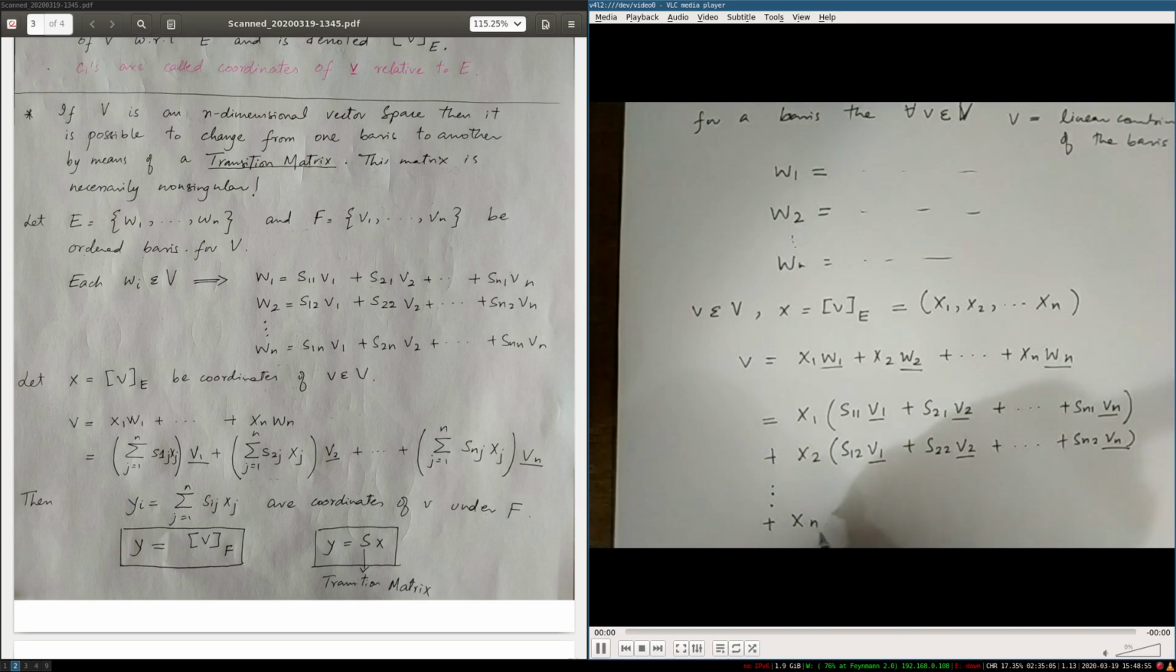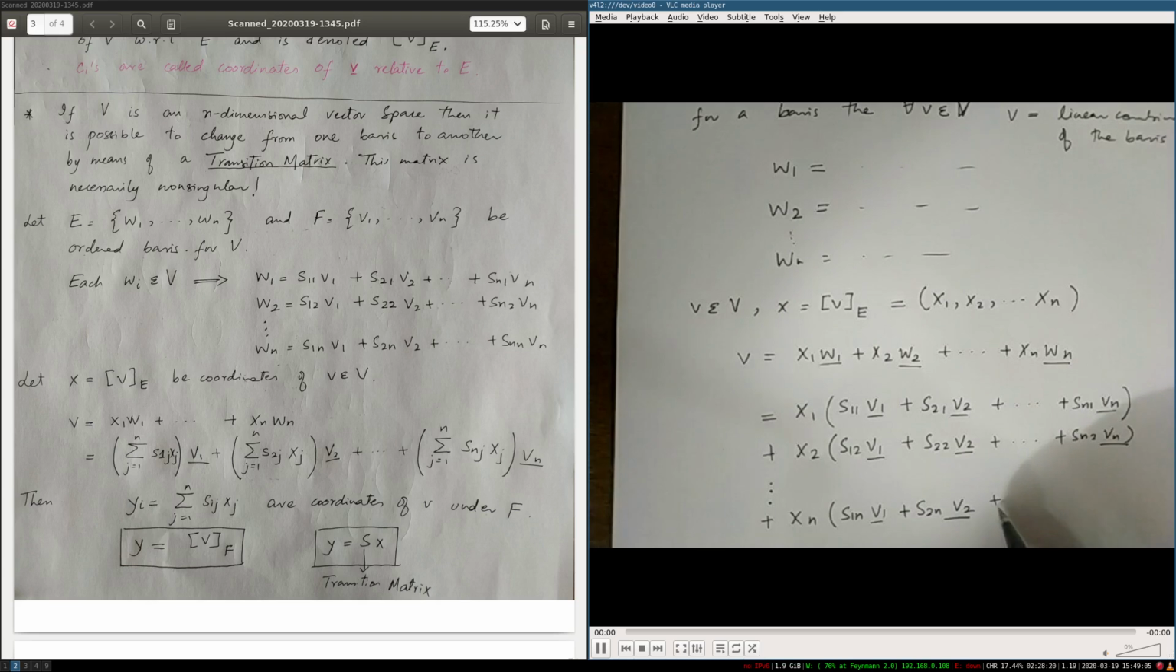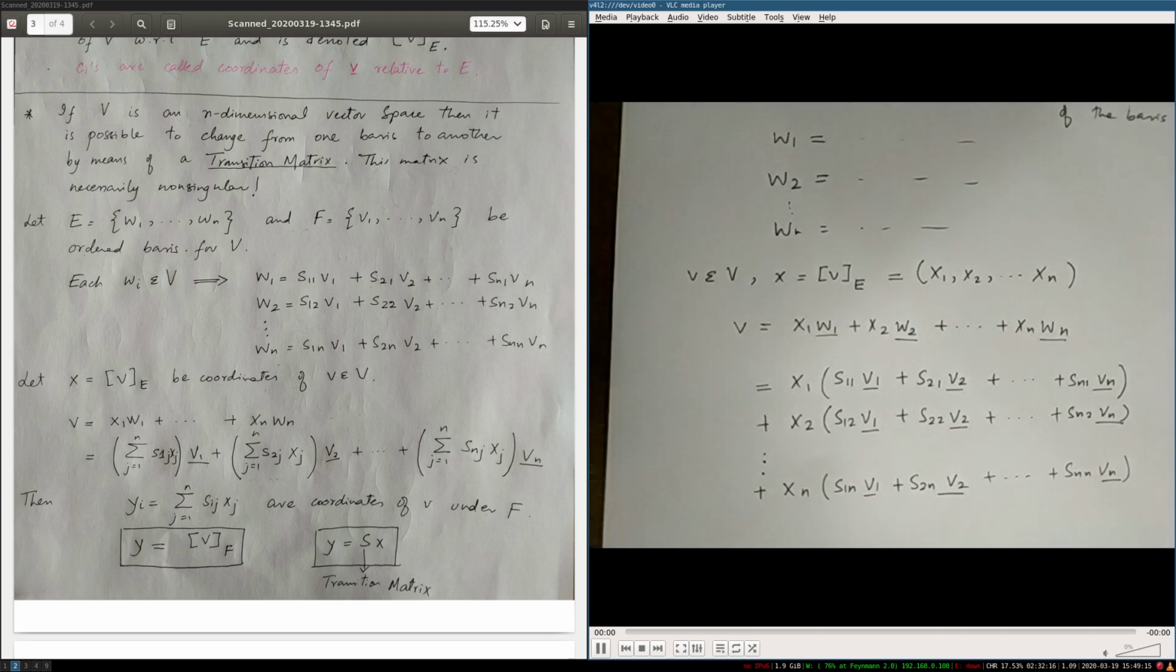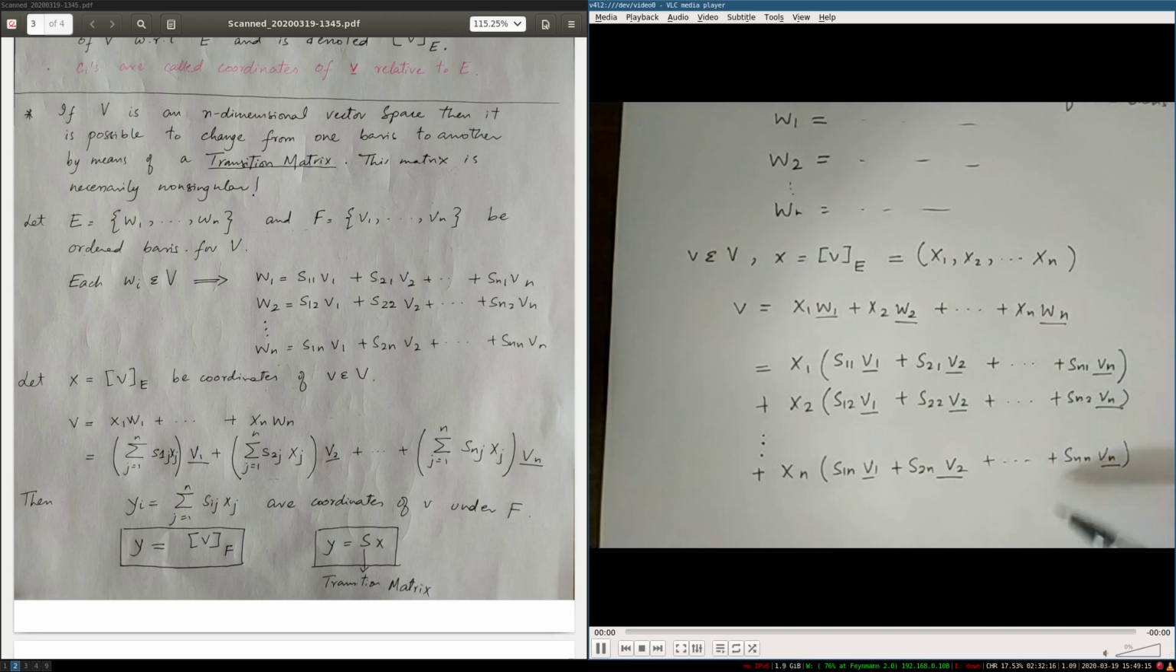Up until xn, and write down all of these linear combinations. s1n v1 plus s2n v2 plus up until snn vn. Okay, and so this entire thing is just v represented now in terms of v1 to vn, and we can make it a bit neater by collecting all of the terms in v1.